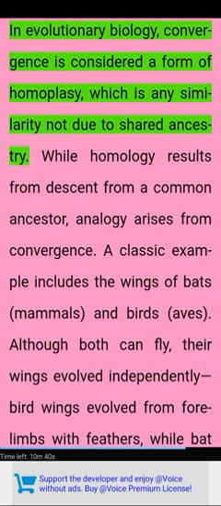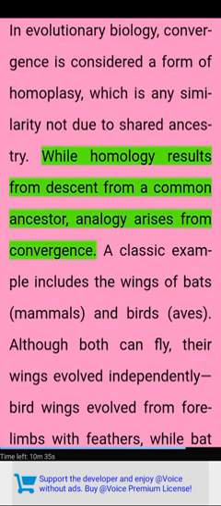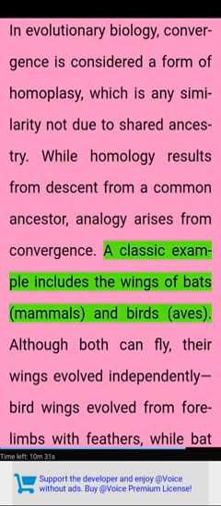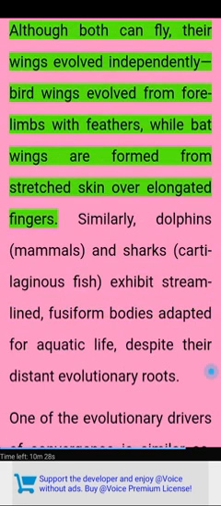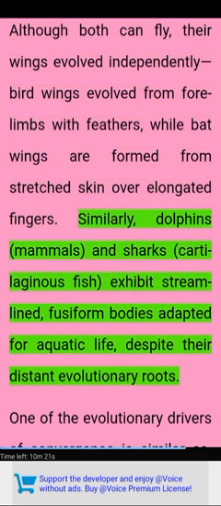In evolutionary biology, convergence is considered a form of homoplasy, which is any similarity not due to shared ancestry. While homology results from descent from a common ancestor, analogy arises from convergence. A classic example includes the wings of bats, mammals, and birds, Aves. Although both can fly, their wings evolved independently. Bird wings evolved from forelimbs with feathers, while bat wings are formed from stretched skin over elongated fingers. Similarly, dolphins, mammals, and sharks, cartilaginous fish, exhibit streamlined, fusiform bodies adapted for aquatic life, despite their distant evolutionary roots.